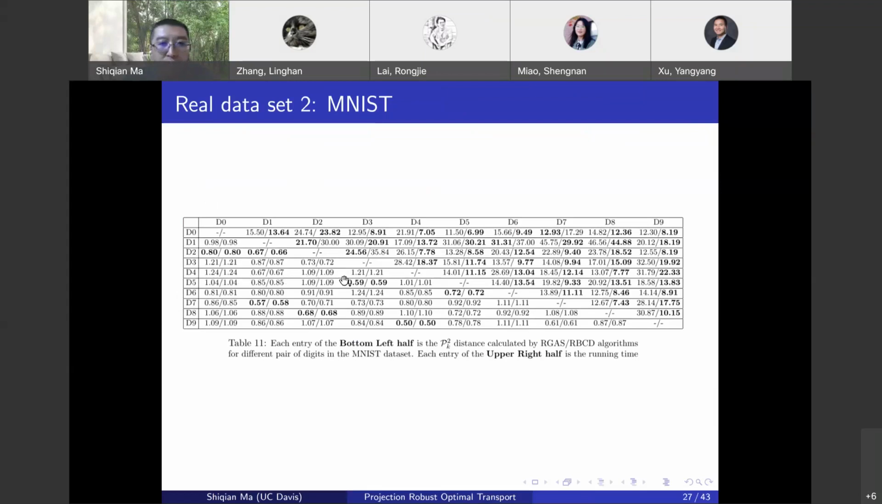Let's look at some of the examples here. For example, this is digit 1. This column shows the projection robust Wasserstein distances between 1 and some other digits, and we found that this one is the smallest. This is digit 7. That means 1 and 7 are very close. That's also very consistent with our intuition, because in practice, if you do handwriting, 1 and 7 are very easy to confuse. They're indeed close.